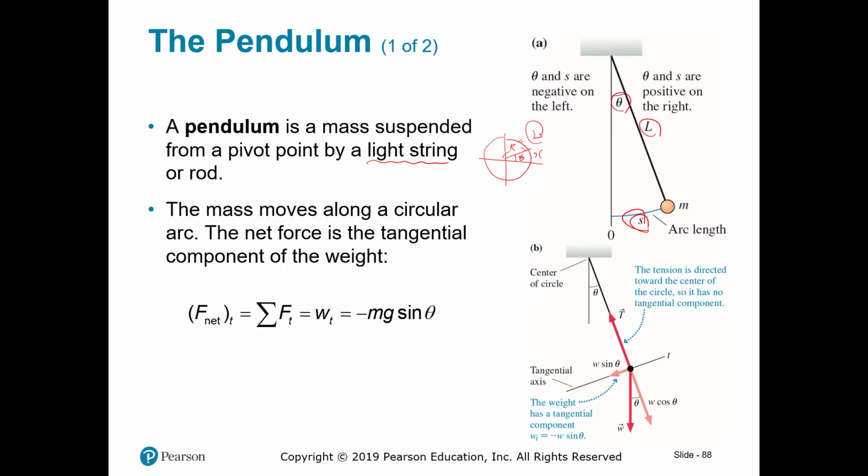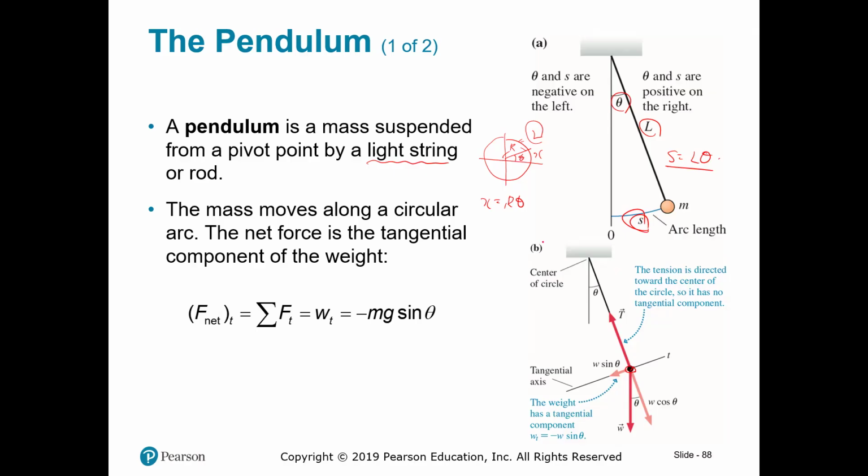Again, the relationship between these three is arc length is r theta. So in other words, here arc length S is L theta, right? So basically the same. And then now let's assume we have a mass attached here.